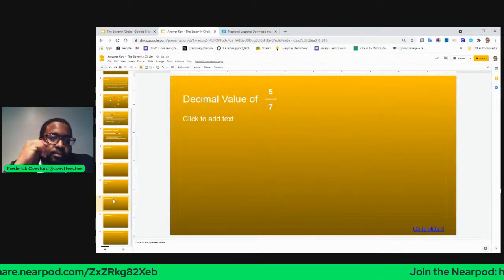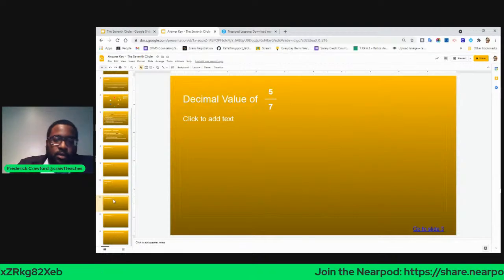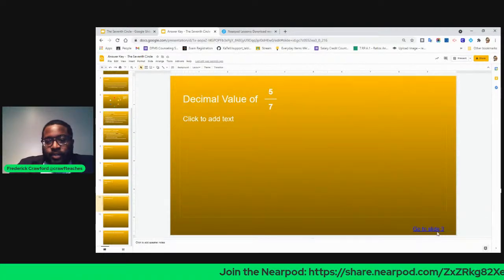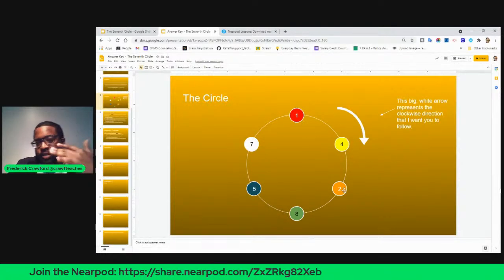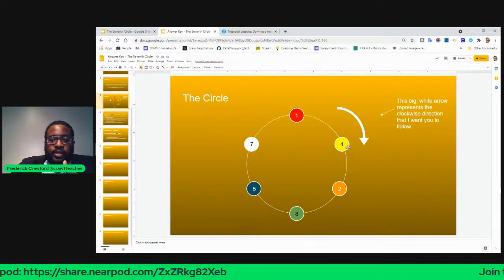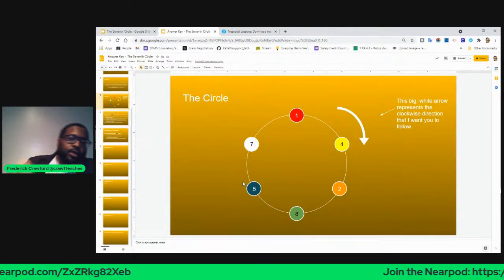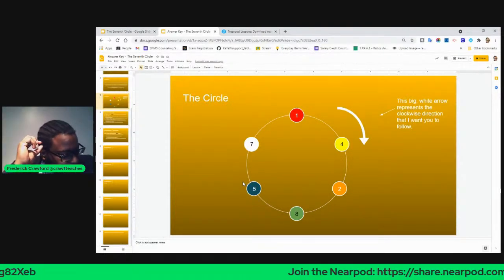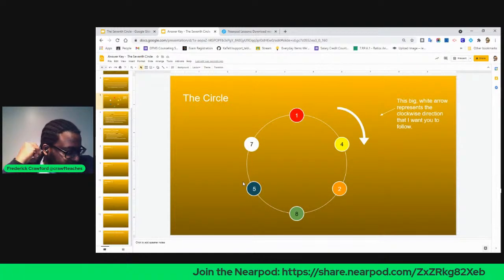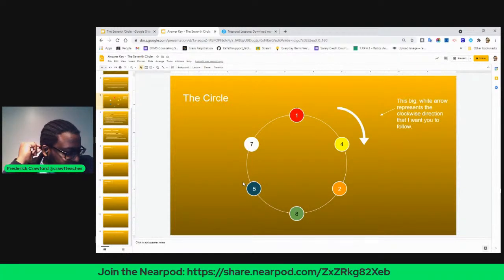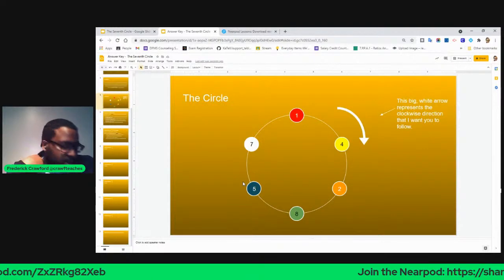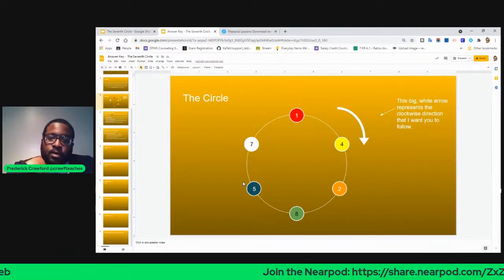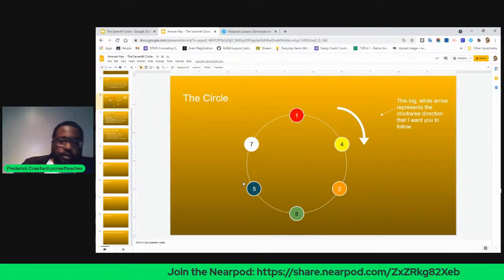And for this fraction right here, we go back to the circle. We've already taken care of the one. We already took care of the two. We took care of the four. We took care of the five. What comes next?